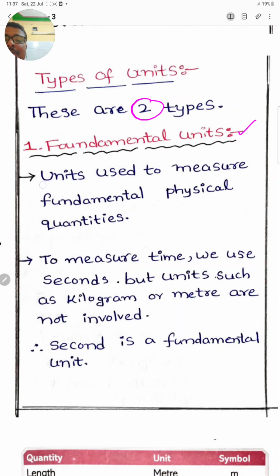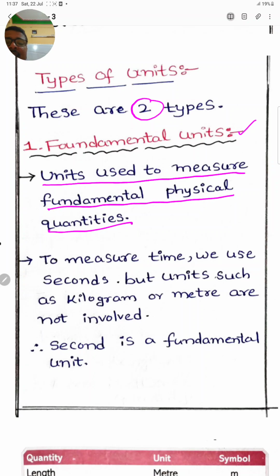What is the definition of fundamental units? Very simple. Units used to measure fundamental physical quantities. The units which are used to measure fundamental physical quantities, such types of units are the fundamental units. Already we know how many fundamental quantities are there. Total 7 fundamental quantities are there. Like that, in the SI system, total 7 fundamental units are there.